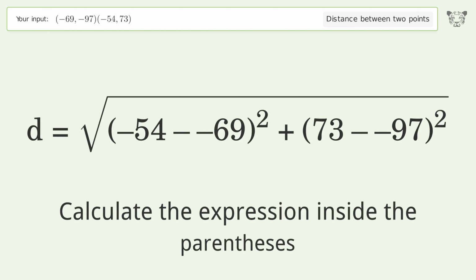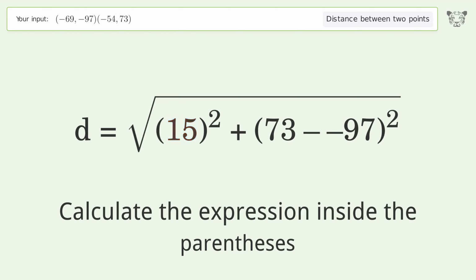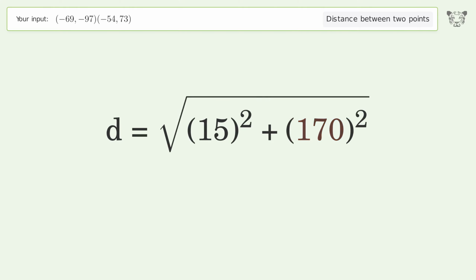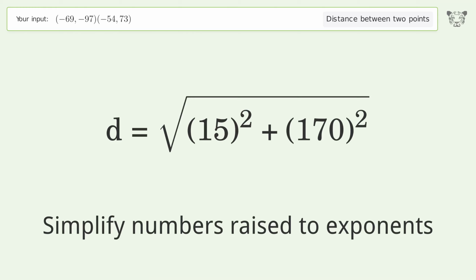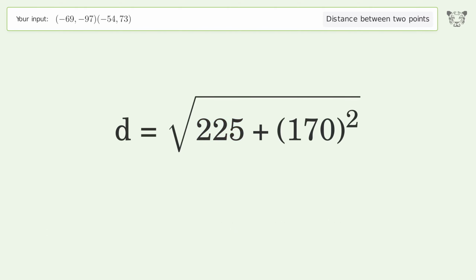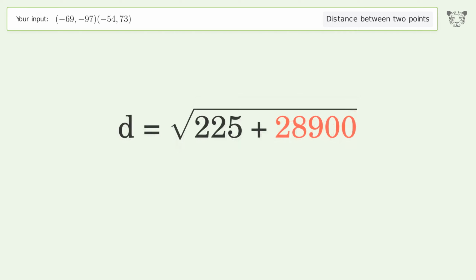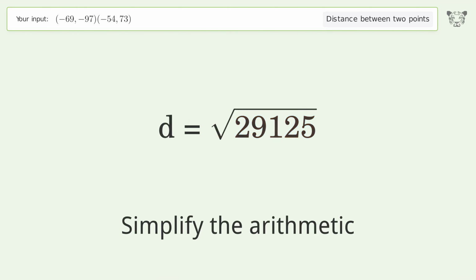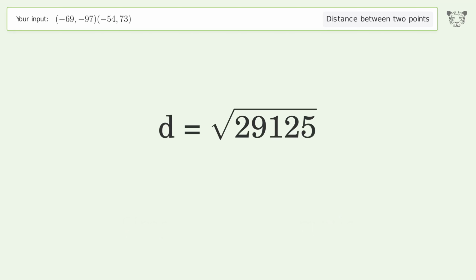Calculate the expression inside the parentheses. Simplify numbers raised to exponents. Simplify the arithmetic. And so the distance between the 2 points is the square root of 29,125, or 170.66.